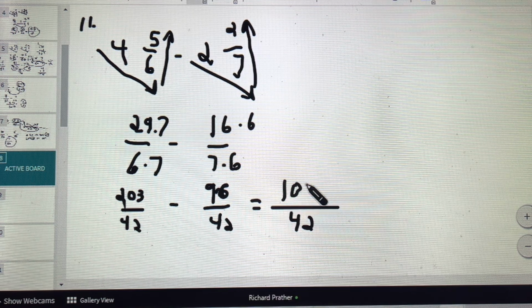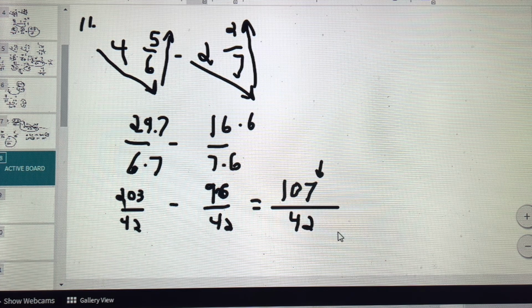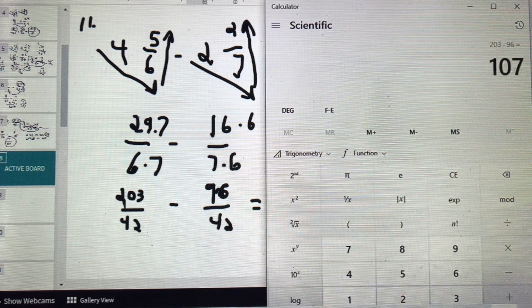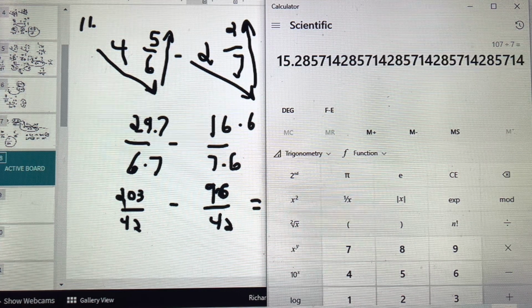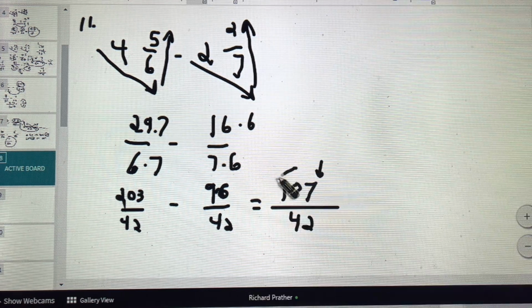Since 107 is odd, it definitely does not divide by any even number. It doesn't divide by 3s or multiples of 3 because 1 plus 0 plus 7 is 8, and that doesn't divide by 3. So about the only thing we have to worry about is 7. 42 divides by 7. Maybe this divides by 7. Let's see. Does 107 divide by 7? No. It's a big messy decimal. So then this should be reduced.